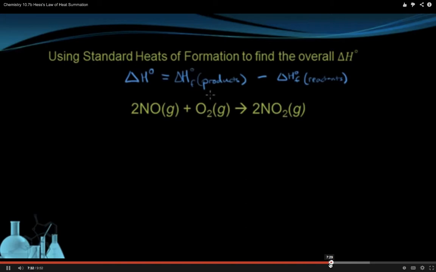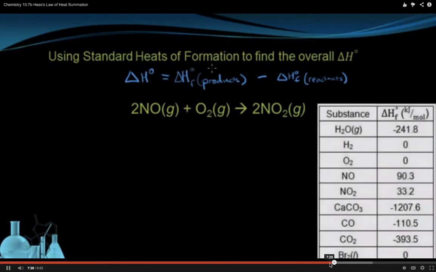And that information can usually be found in a table of thermochemical information, such as this one. So we're going to use the values in this table to help us figure out the overall delta H, the overall heat of reaction for this reaction. Let's start by getting the values for each of these compounds from the table. The first reactant, NO gas, has a standard heat of formation of 90.37 kilojoules. I'm going to multiply that by 2 because there are 2 NO molecules on the reactant side.